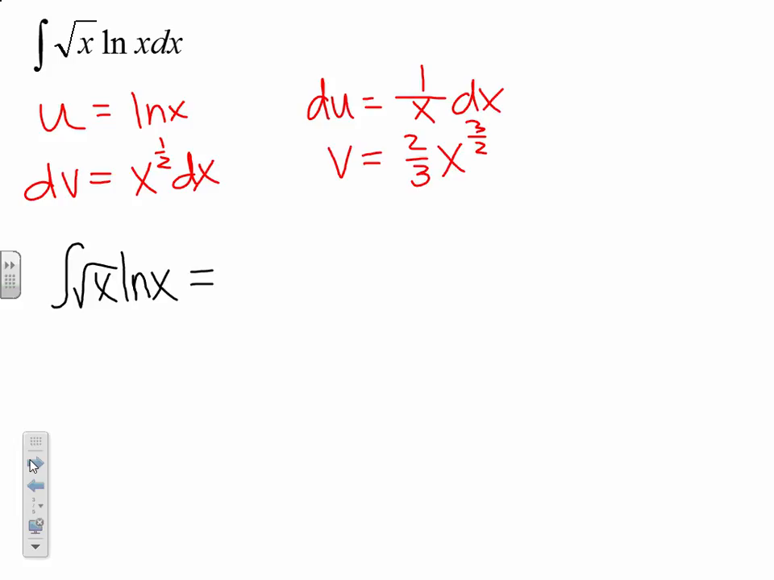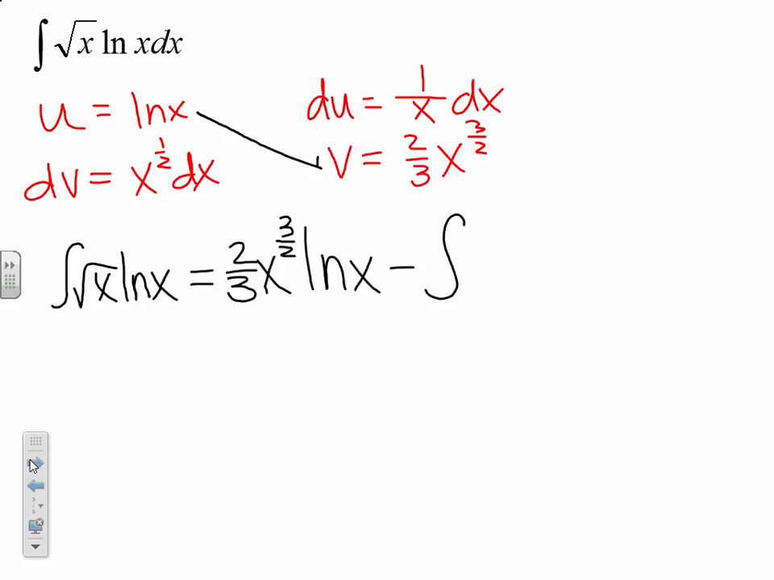Tyler, could you please help them out? What do we pair together first? u times v minus the integral of v du. Extra negative.